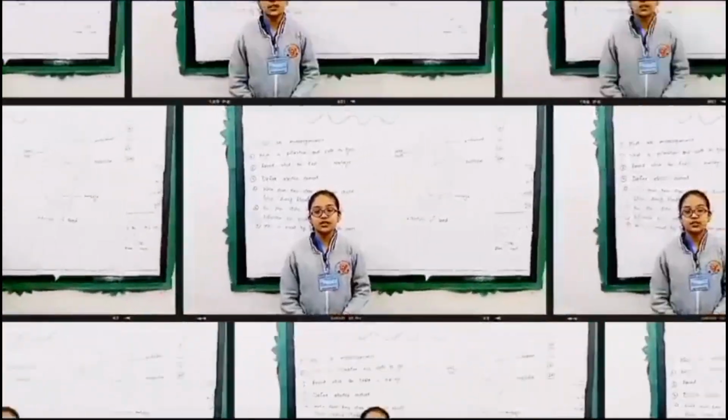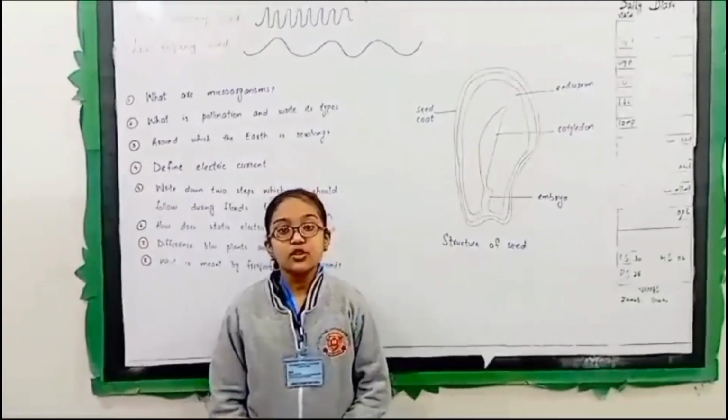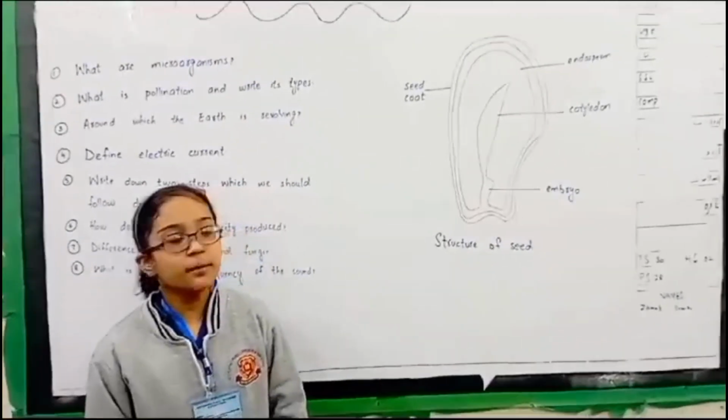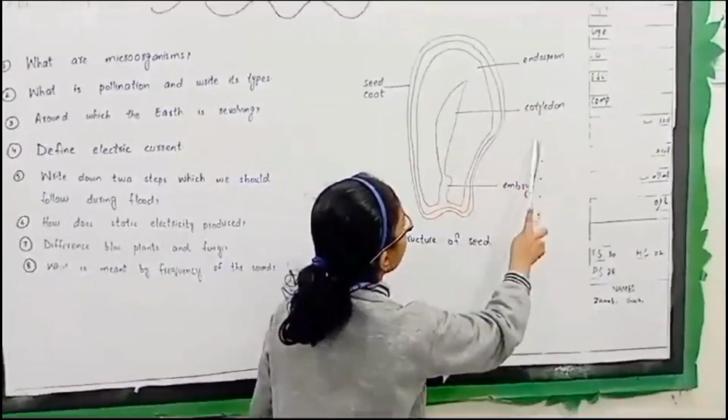Assalamualaikum, my name is Anahazir. Okay, madam. Now, what are you going to explain today? We are going to explain the structure of seed. Okay, how many parts does a seed have? Seed has 4 main parts: seed pod, endosperm, cotyledon, and embryo.